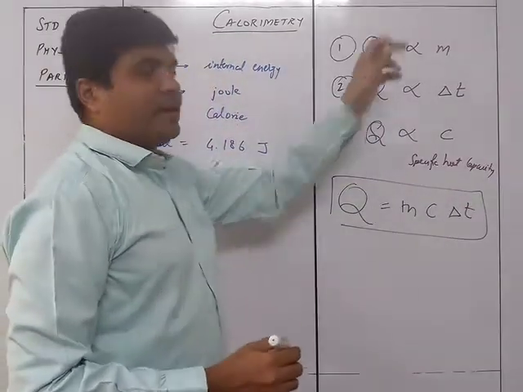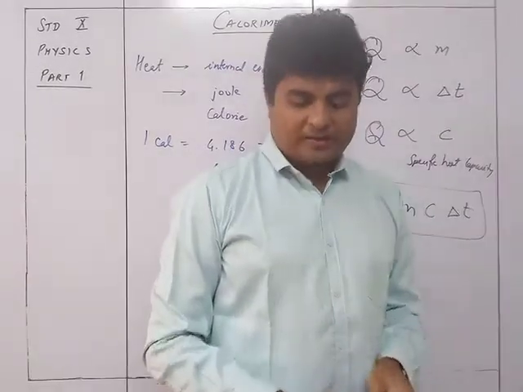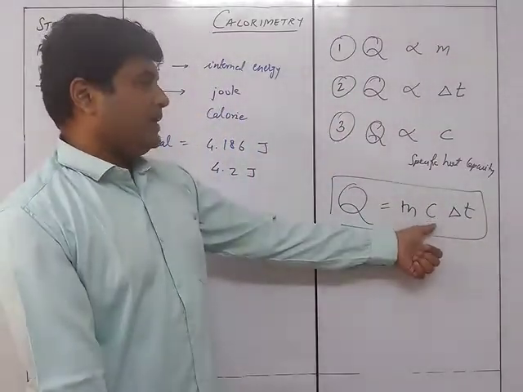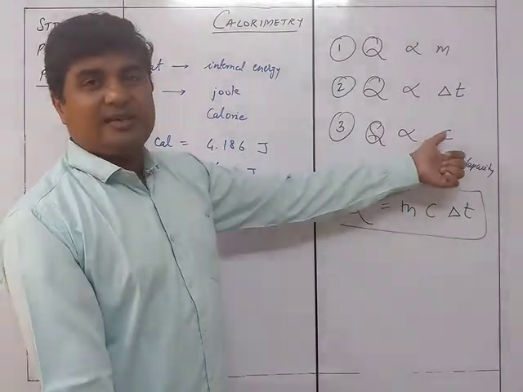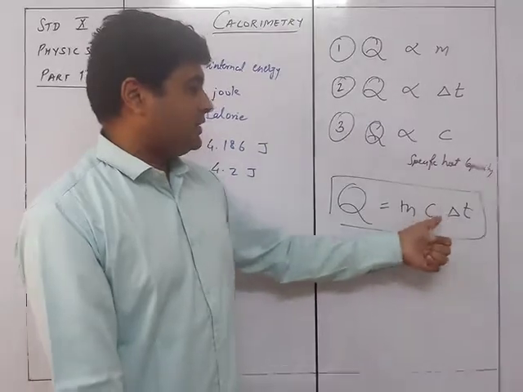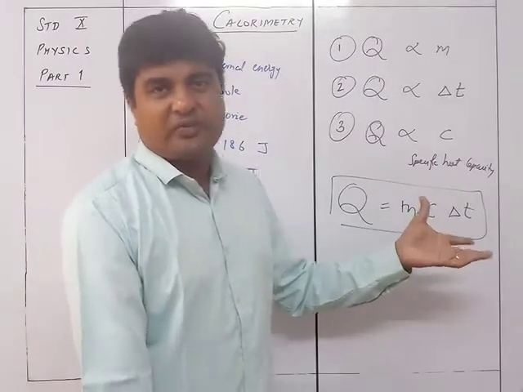The constants are removed because the constant of proportionality value is 1. That's why we are not taking that. Or else we can say C becomes a constant because this is dependent on the material. So here we can say Q is equal to m into ΔT, but C is a constant which will be different for different materials.